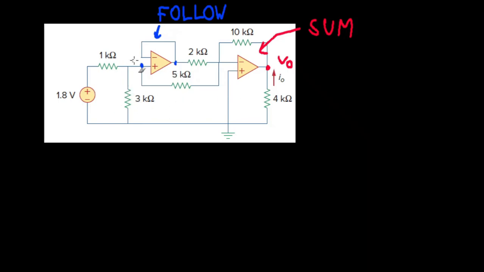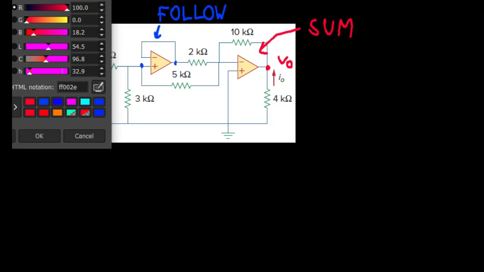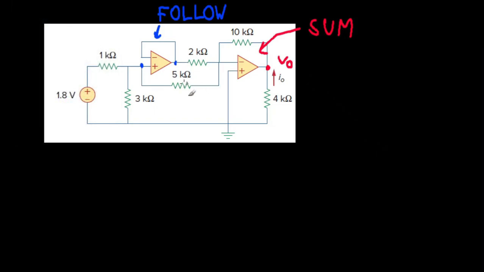Let's try to do this. There's just one issue here. Your 1.8 volt cell provides current here. At first glance, there doesn't seem to be any obvious way to find this node voltage. It would be really good if we could find this, because then it's just a voltage follower carrying that on. Let's call that V1. Well, how do we find V1? That's the question.